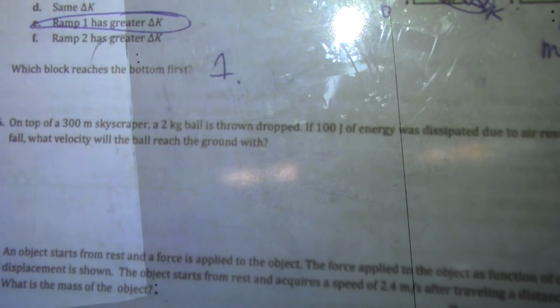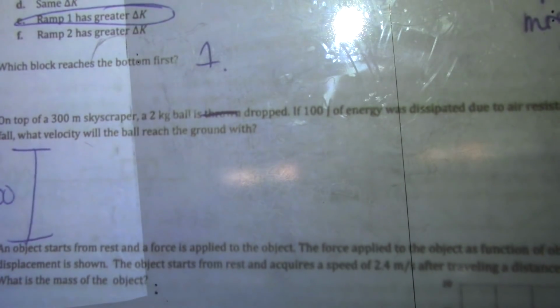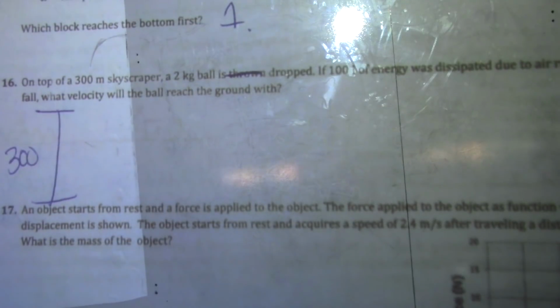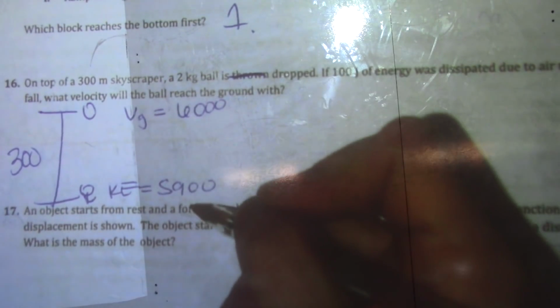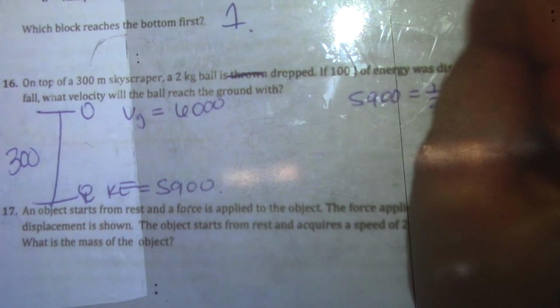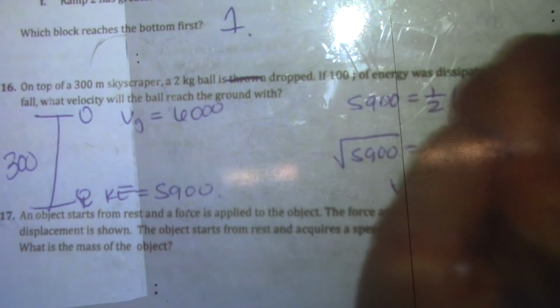On top of a 300-meter skyscraper, a ball is, this is a typo, it's supposed to just be dropped, can't be thrown and dropped. If 100 joules of energy is dissipated, what will the velocity be when it reaches the ground? So think about it, if I drop it, I have just potential energy. Potential here would be, I think, 6,000. Now, if only 100 joules is dissipated, then the kinetic energy it reaches the ground with would be 5,900. And then to find the velocity, kinetic energy equals 1/2 mass of 2 v squared. So the square root of 5,900 is your velocity, which is like 76 point something.